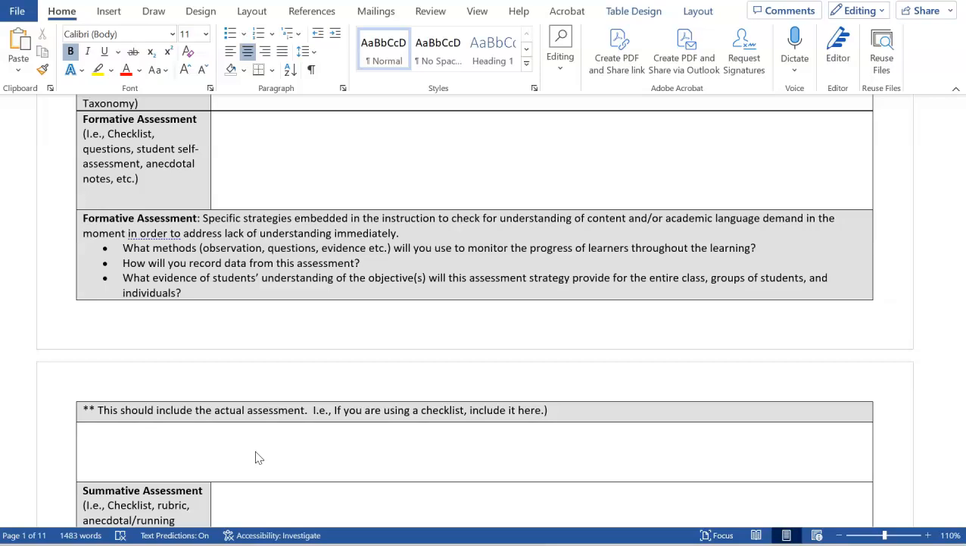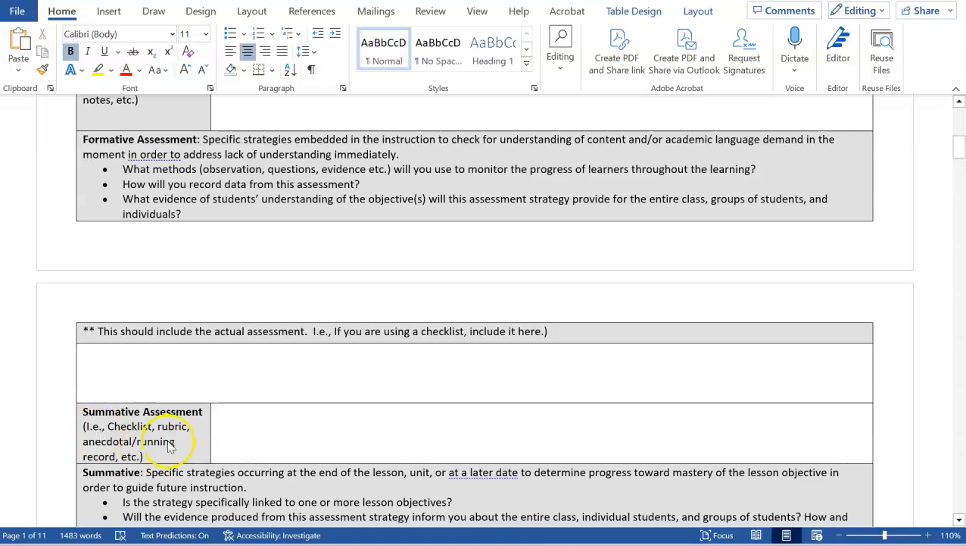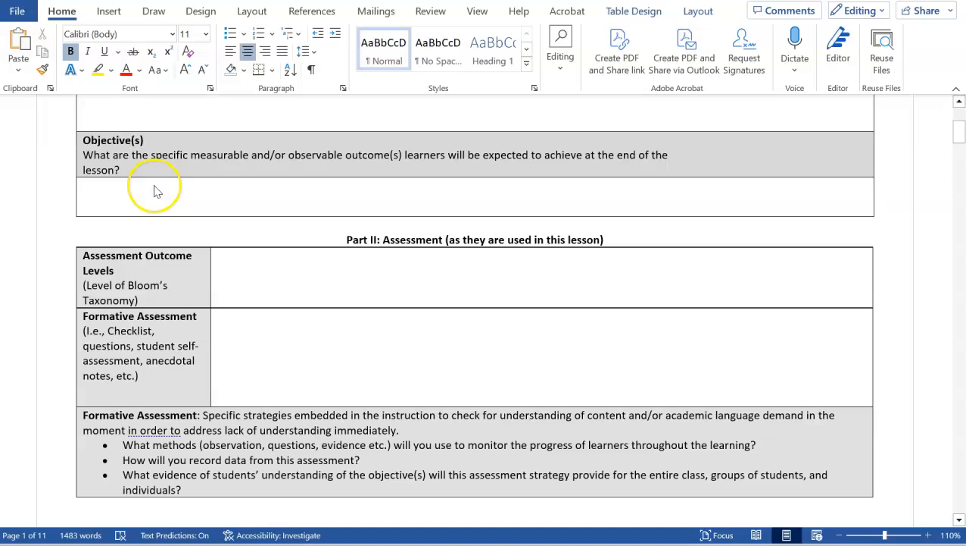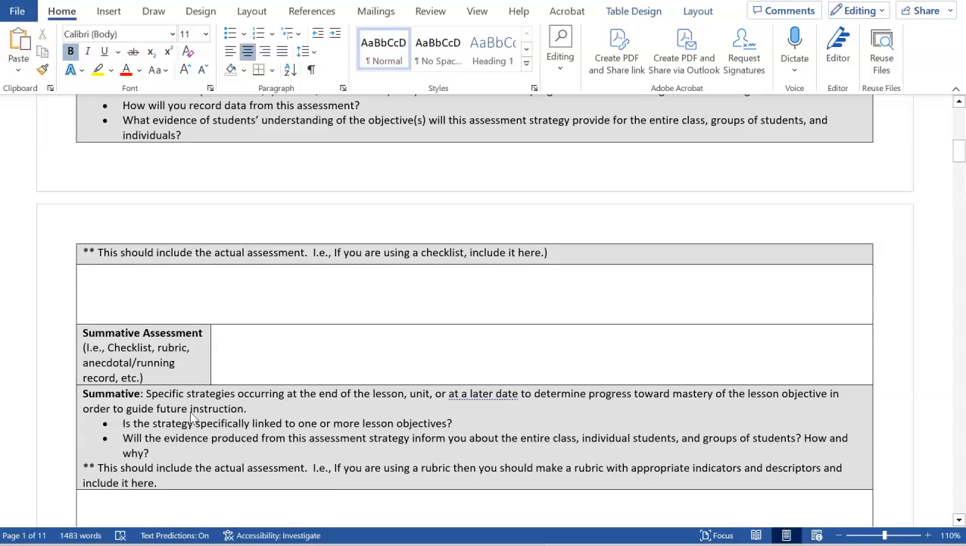I'm going to go through one more section and then we're going to look at an example together. All right, so then remember, summative is at the end. So the summative assessment should be something that checks to make sure that the students have met the objective. It should align directly with your objective. So this is something that at the end of the lesson you would use to make a decision about whether students met the objective or not.